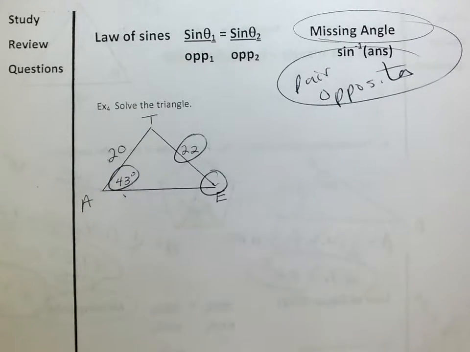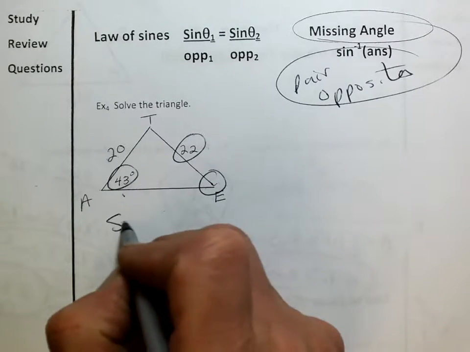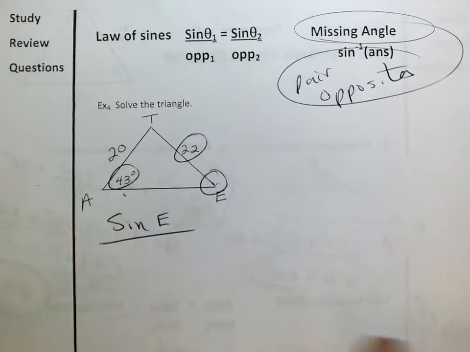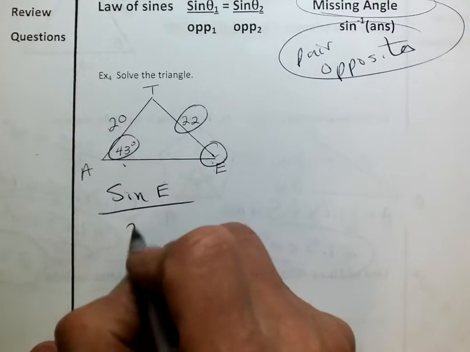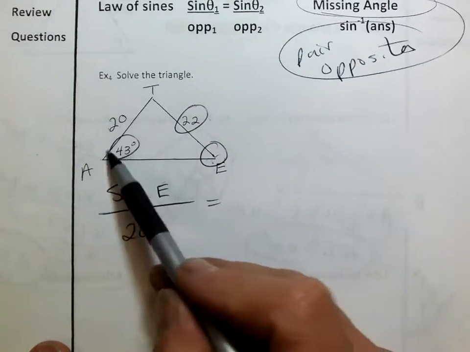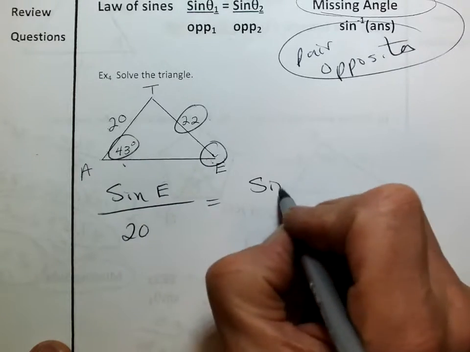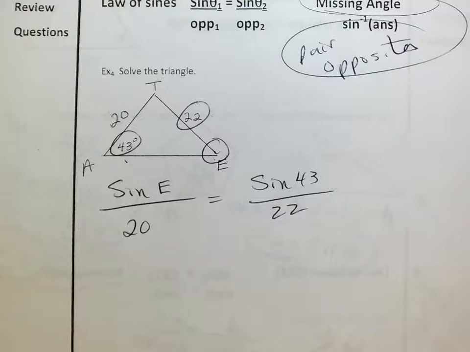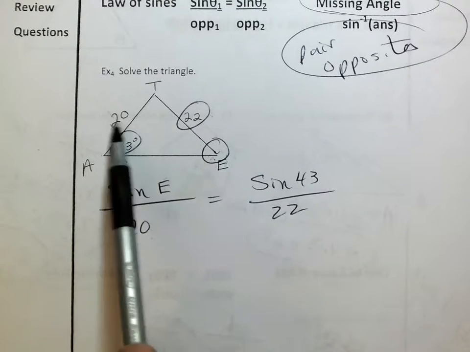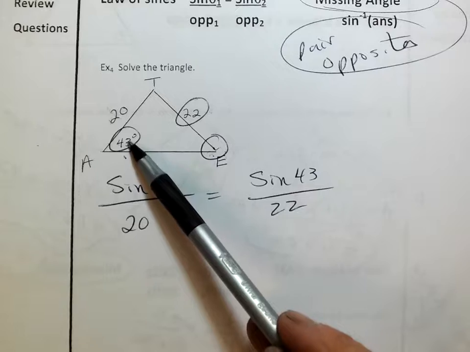So I'm going to set up, again, I like to write what I don't know. So I'm going to write the sine of angle E over its opposite side equals the sine of the angle over its opposite side, okay? Sine of the angle over its opposite side equals the sine of the angle over its opposite side.